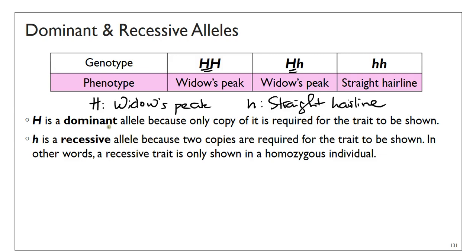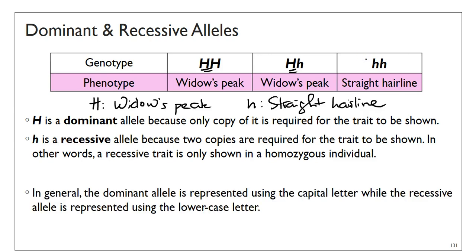So if something is dominant, you only need one copy of it for it to be shown. So it's going to be shown in the heterozygous individual. Whereas if an allele is recessive, it can only be shown if the individual is homozygous for that allele. Now, in general, the dominant allele is always represented using the capital letters. I didn't tell you the meaning behind capital versus lowercase letters earlier, but really we use them to distinguish between a dominant versus a recessive allele. So the dominant allele is always the capital letter, which we already represented here, and the recessive allele is going to be the lowercase letter.